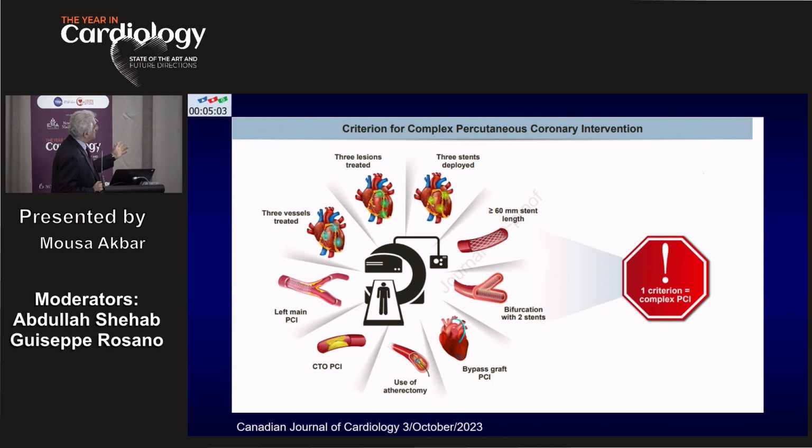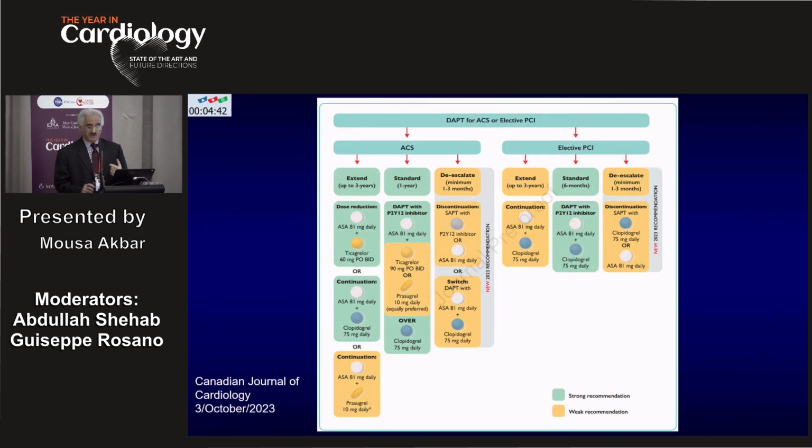The figure showed nicely that anyone of the criteria is deemed to be enough to call the patient a complex PCI: 3 stents, long stent, 3 lesions, multi-vessels, bifurcation, left main, uses CTO, uses atherectomy. Any one of them is called a complex PCI. The difference here is not different from the other, the European. They are mentioning the same, but they mention the extended in one arm.